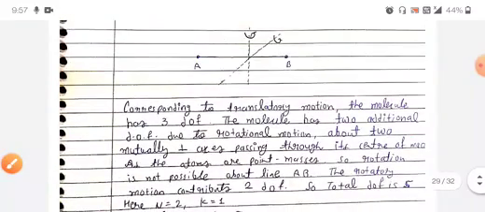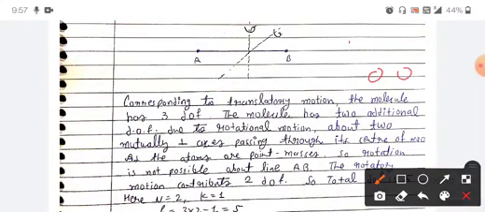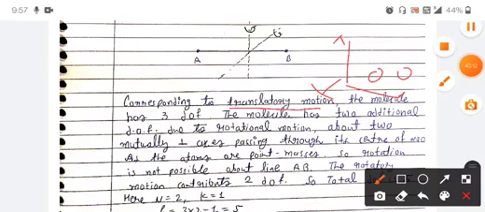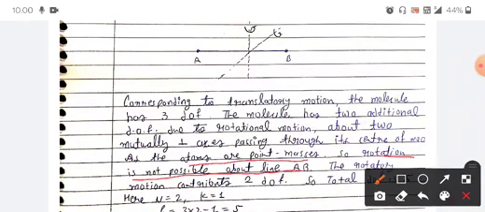Okay. Now, corresponding to the translatory motion, the molecule has 3 degrees of freedom. These 2 atoms can also do the translatory motion in x-axis, y-axis and z-axis. So from the translatory motion point of view, it will have 3 degrees of freedom. But the molecule has 2 additional degrees of freedom due to the rotational motion about 2 mutually perpendicular axes passing through its center of mass. As the atoms are point masses, the rotation is not possible about line AB.